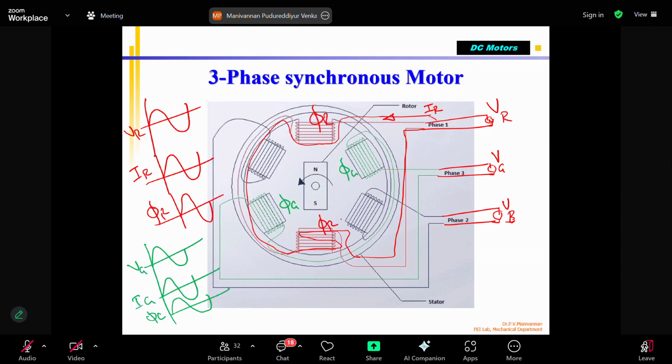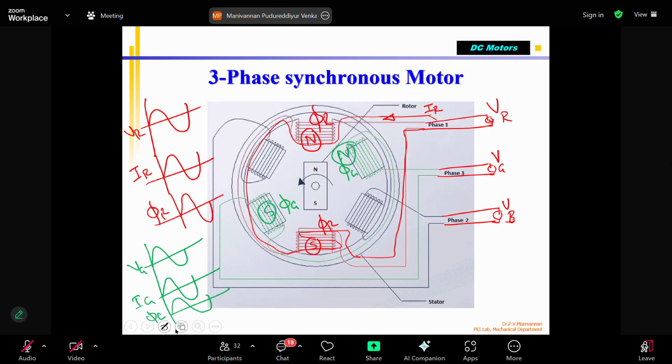Please note that when current flows, a magnetic field is created. That magnetic field will have north and south poles. One is the north pole of phi R, the other one is the south pole. Similarly, when you see here and here, this is the north pole of this one and the south pole of this.